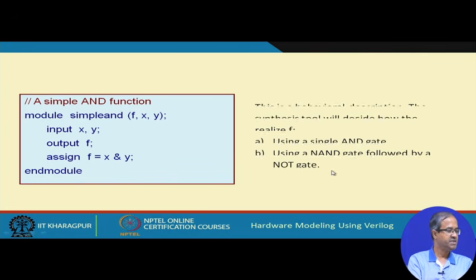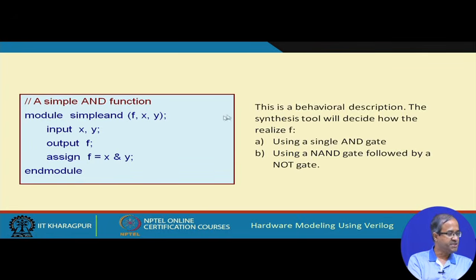So, when I say ampersand, logically speaking you may see that I am talking about an AND gate, but I should say we are talking about an AND function, not necessarily an AND gate. You are specifying the behavior, you are saying that the output will be the AND function of x and y, but when you give this description to the synthesis tool, it will actually generate the hardware. Now, the synthesis tool, if it wants, can generate a single AND gate, but alternately it can generate a NAND gate followed by a NOT, that is also AND.